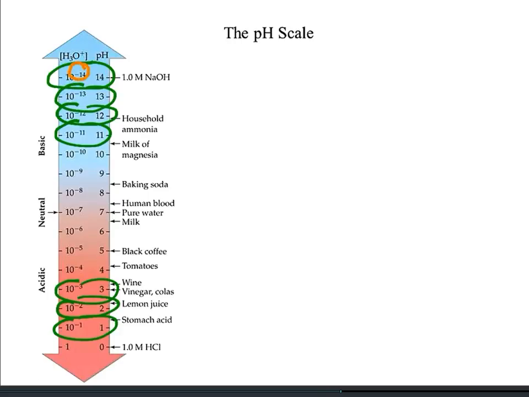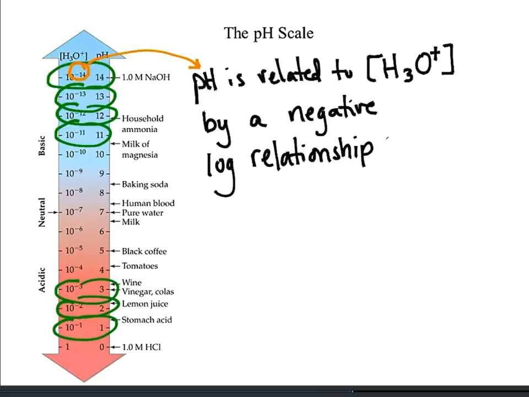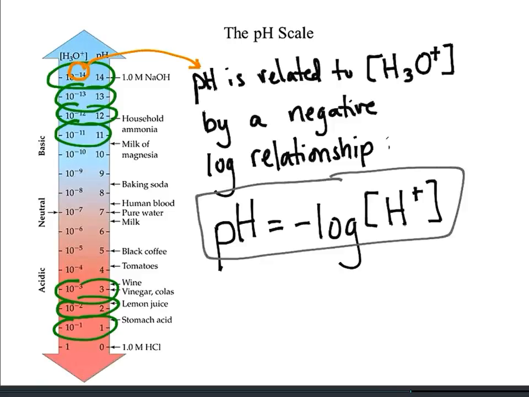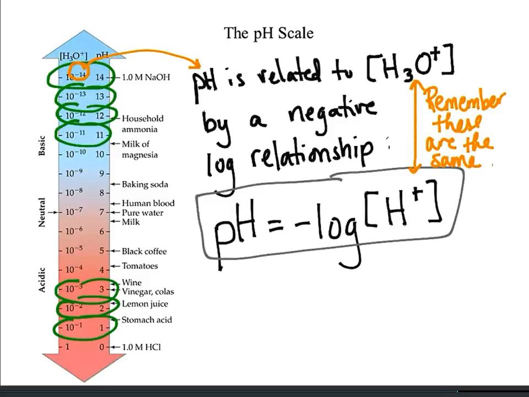So let's see if we can think of a mathematical way. It's a negative logarithm relationship, logarithm base 10. So pH equals the negative log of the hydrogen ion concentration. Now I put up here hydronium ion concentration. Remember that those are the same thing, okay?